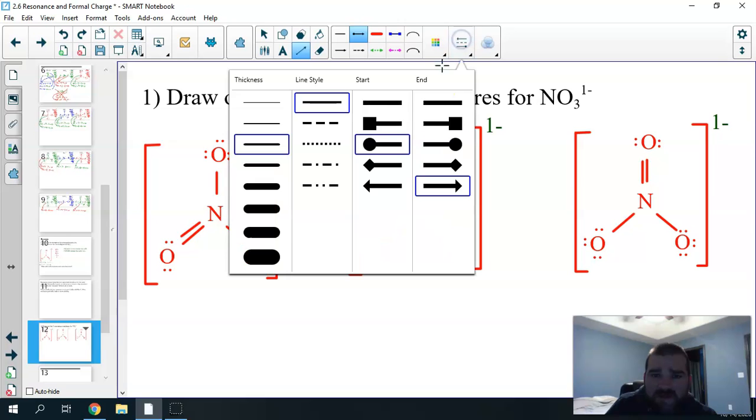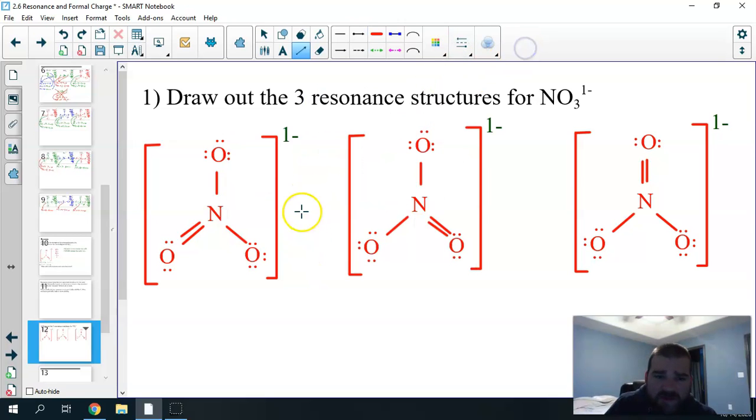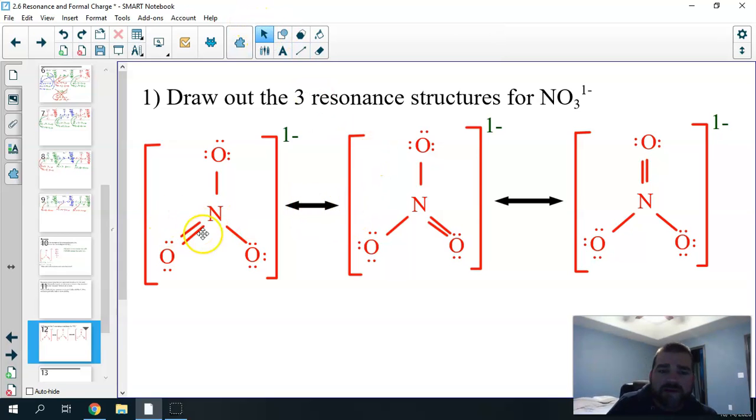Now, let's see if I can do this here. Perfect. When you draw resonance structures, we actually have to draw these double arrows in between the structures. And these are called resonance arrows. They're effectively showing us that, hey, this structure is the same as this structure, and this structure is the same as that structure, and they're all the same, right?